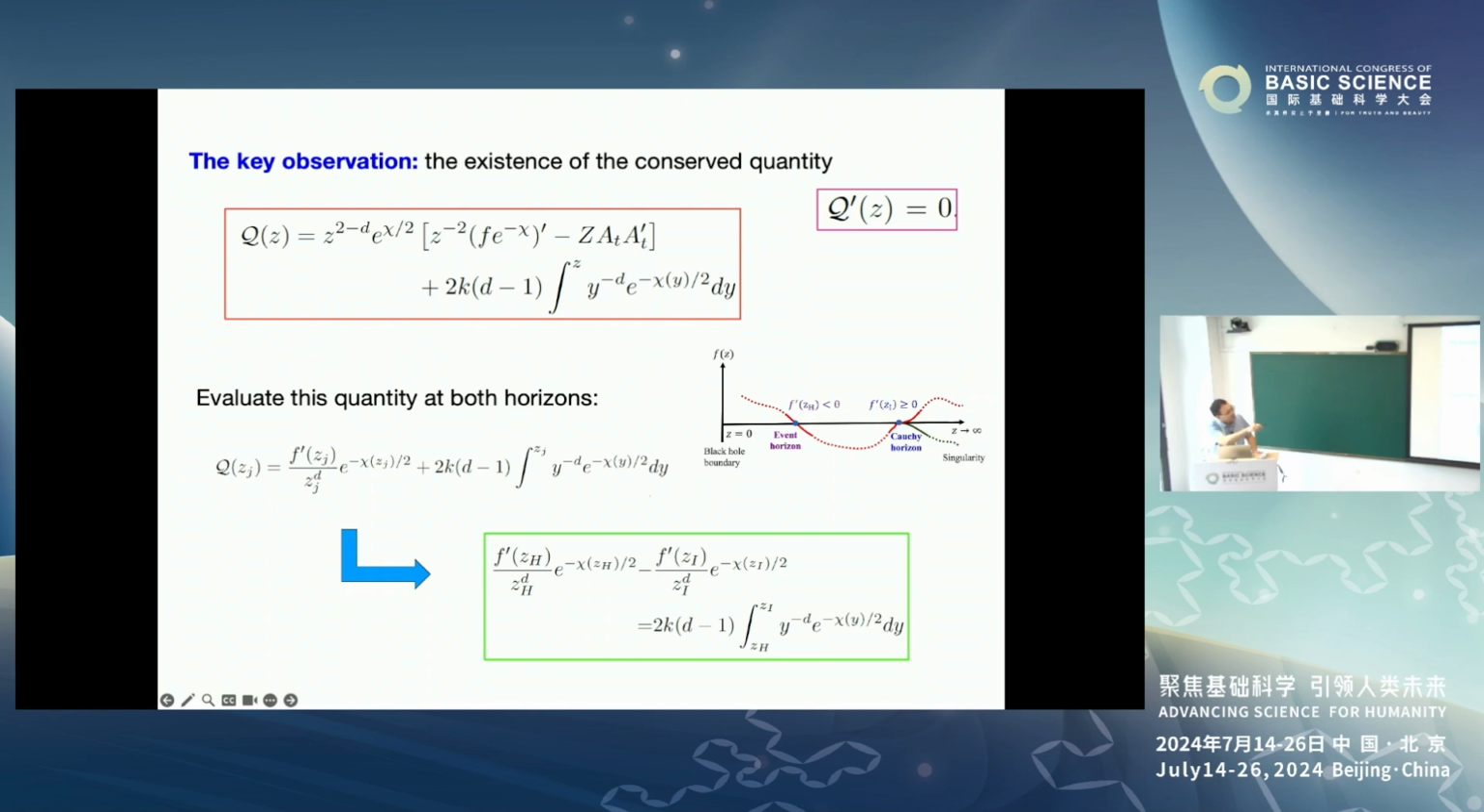let's evaluate this quantity at both horizons. And we know at both horizons, f equals 0, and the gauge potential equals 0, right? So we have this very simple case like this. We can simplify this quantity, and we have this one.